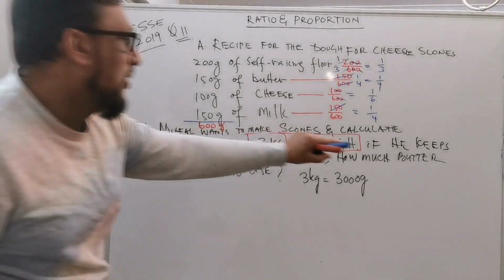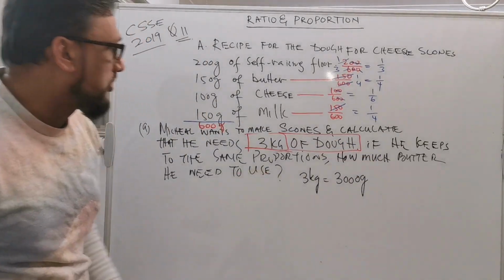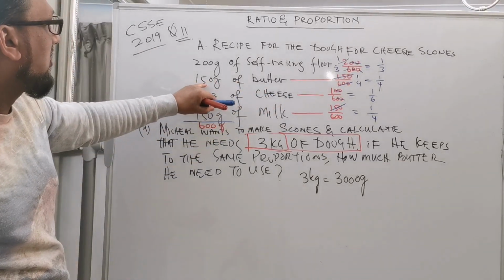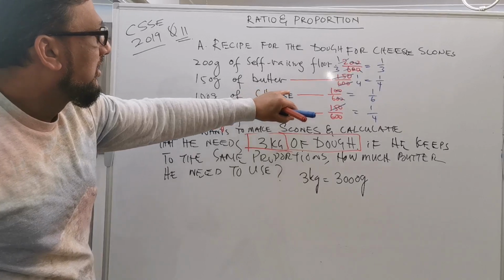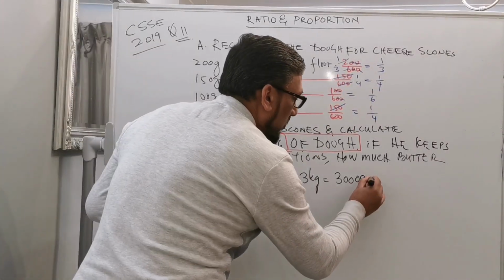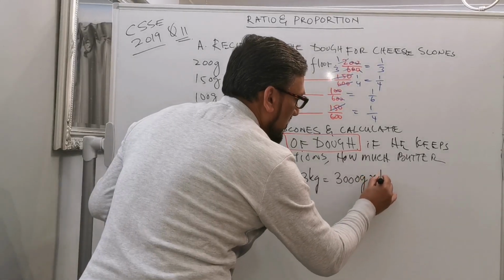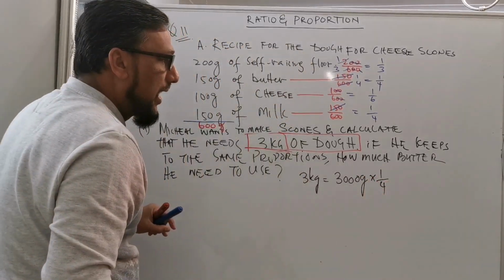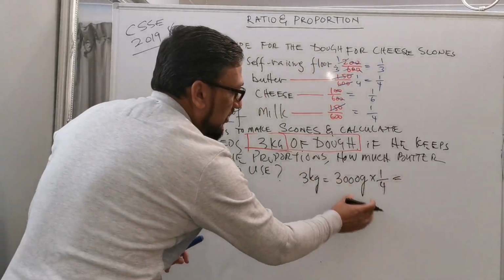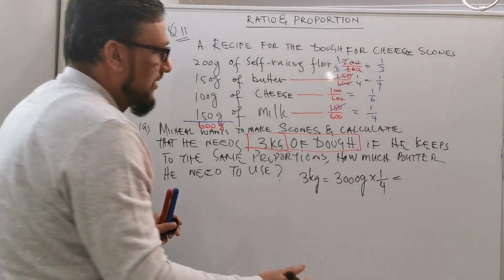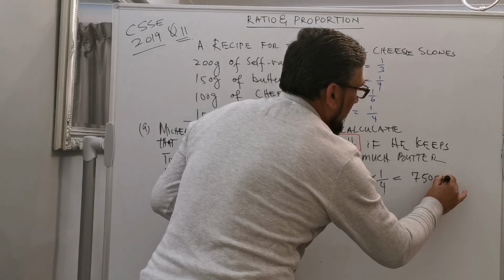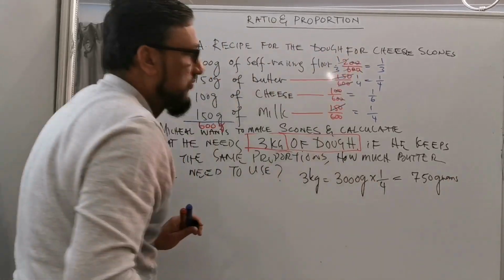And how much butter he needs to use. Okay, so we can go for the butter. Butter is using 150 gram of butter. The proportion, which is 1/4. So it means 1/4. And your answer will be, okay, the quarter of 3000 is 750 grams. So this is your answer for the first part.